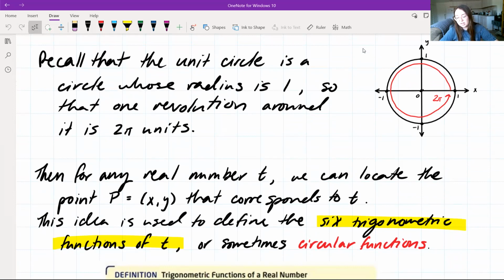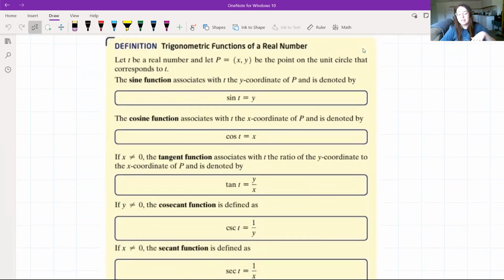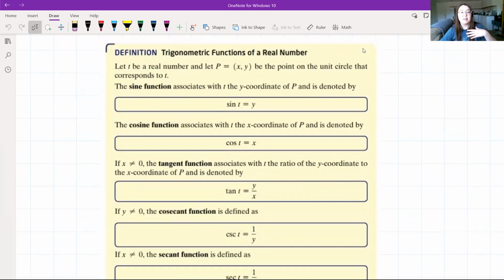Then for any real number t, we can locate the point p, which is in the form of x comma y, that corresponds to t. This idea is used to define the 6 trigonometric functions of t, or sometimes called circular functions, but most often called the 6 trigonometric functions. So this is to say that for any value of t, there is going to be a point p that corresponds on the unit circle to that number t.